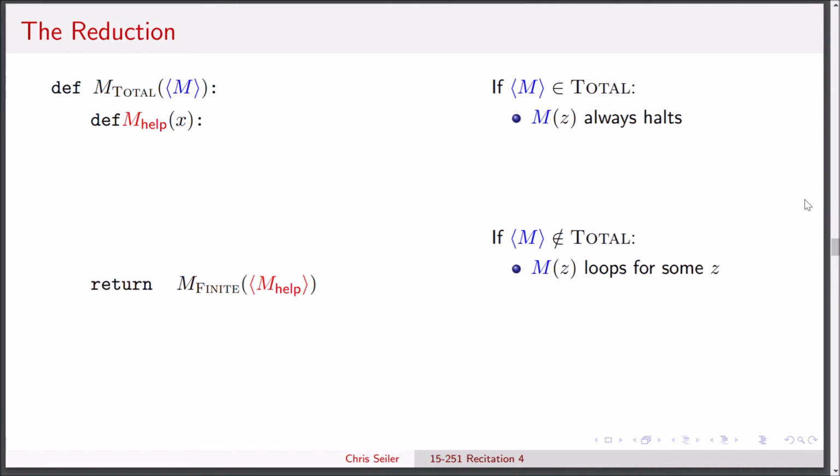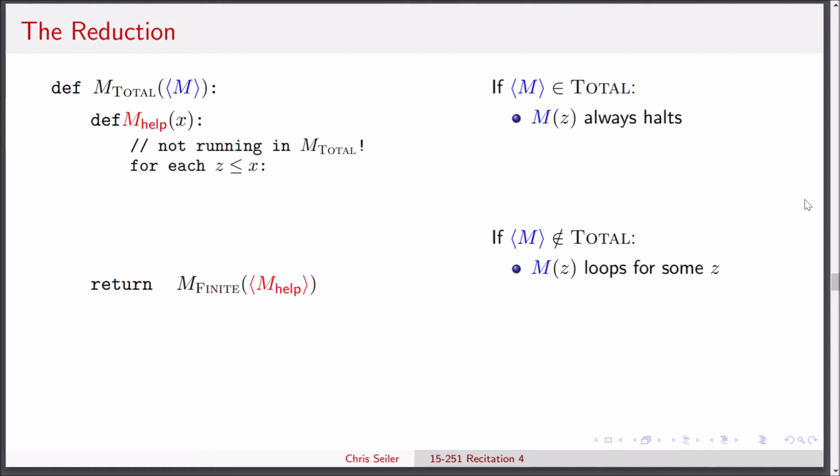Okay, so now let's take a moment and go through the construction. First of all, notice that what we're running in M help is not actually running in M total. We're creating a function M help, we're defining it inside M total, but we're not actually running the code. We're just saying this is what it would do if it ran on X. So inside the body of M help, we're going to consider every string Z where Z is less than or equal to X.